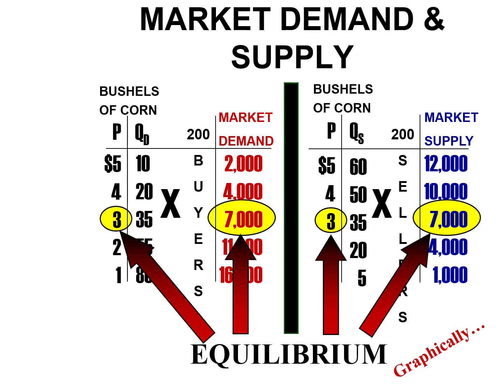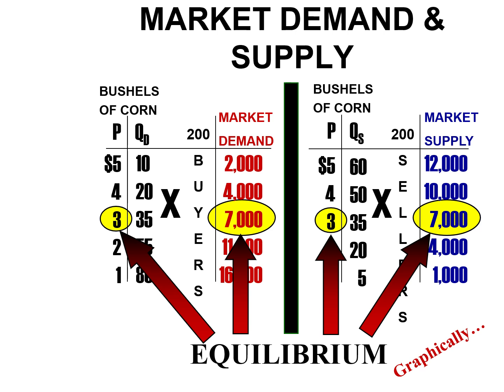The idea is that at $4, we didn't have a market clearing price because quantity supplied exceeded quantity demanded, and at $2, the opposite was taking place. Quantity demanded exceeded quantity supplied. So prices act as the market mechanism which leads us to this most efficient outcome for the time being: $3 per bushel, 7,000 bushels bought and sold.